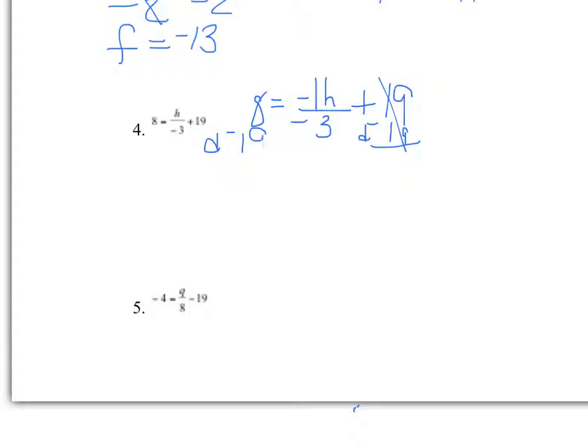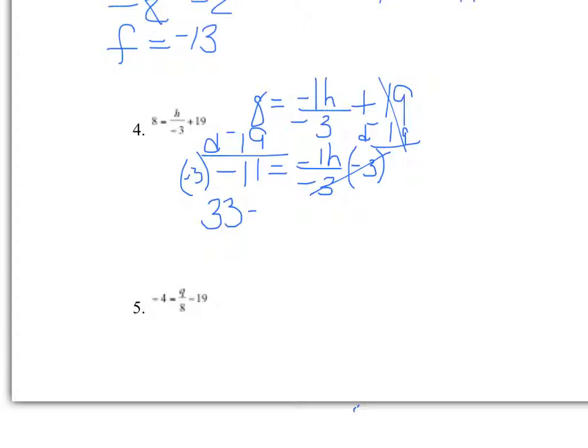Negative 19. And by doing that, I get negative 11 equaling negative 1h over negative 3. The negative 3 leaves next, and to get rid of it, I multiply each side by negative 3. That gets me positive 33 because two negatives go positive, equaling negative 1h. Divide by negative 1, and h is negative 33.